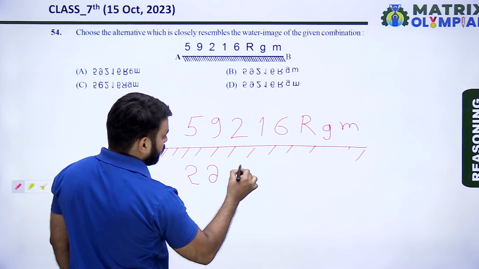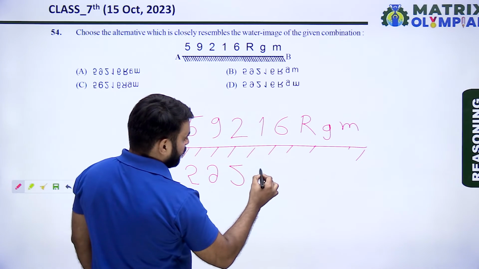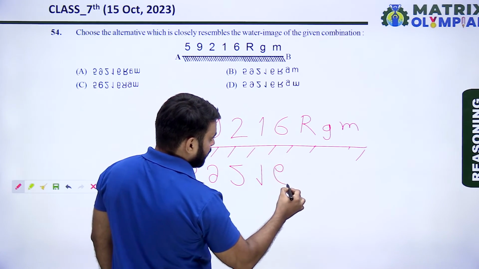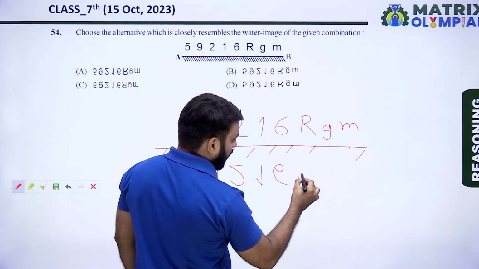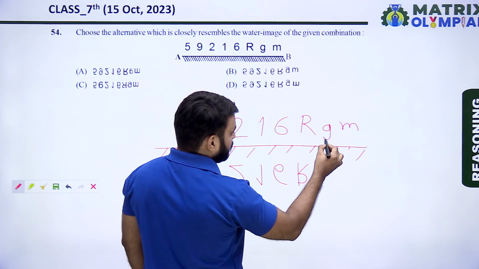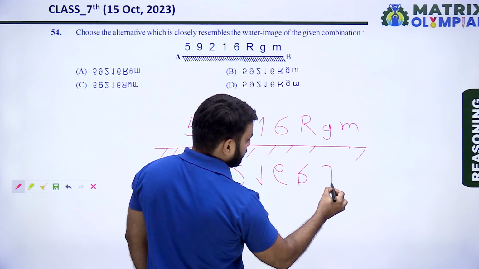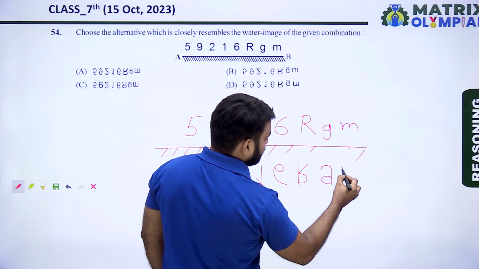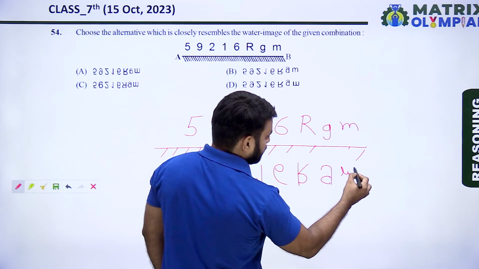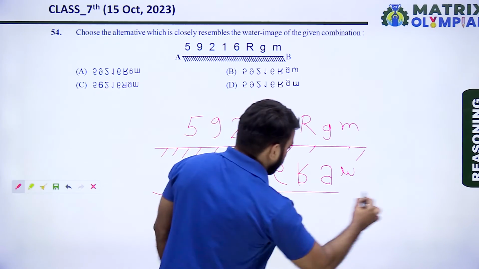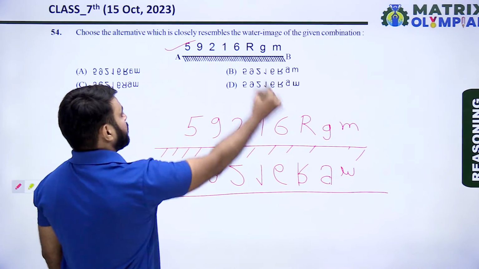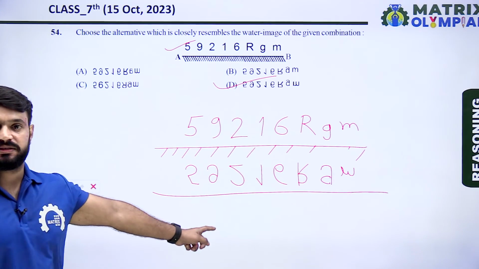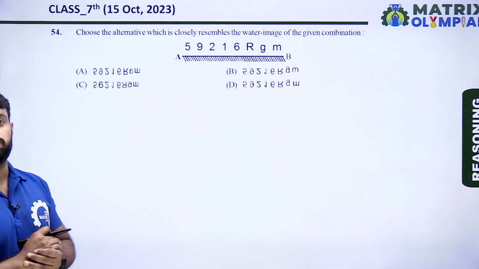And next find the water image of 2. Water image of 1. Water image of 6. And find the water image of R. Water image of G. And find the water image of M. So this is the correct water image of the given question. It means option D is the correct answer of this question. So let's move on to the next question.